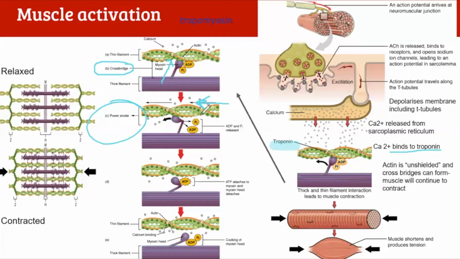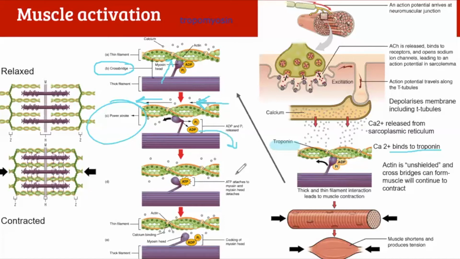Power stroke occurs, which means the myosin head pulls the actin filament towards the center of the sarcomere, so towards the M line, and it shortens the sarcomere. What happens after that? The attached ADP and phosphate group are released. So this, which was right here, is released, okay? Get rid of it.